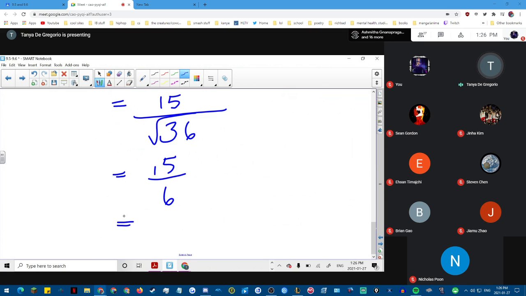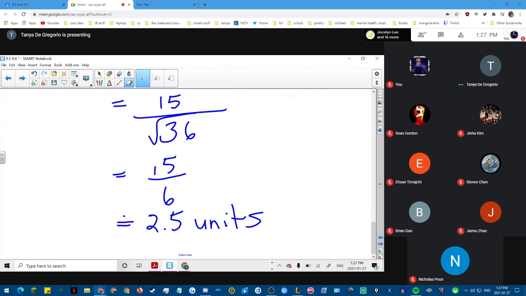And if we wanted it as an approximate, 2.5 units. And of course, if I ask for it exactly, then you would reduce this, right? Cool? Any questions?